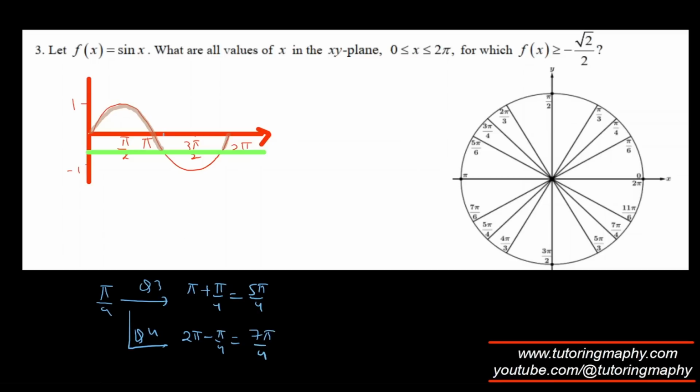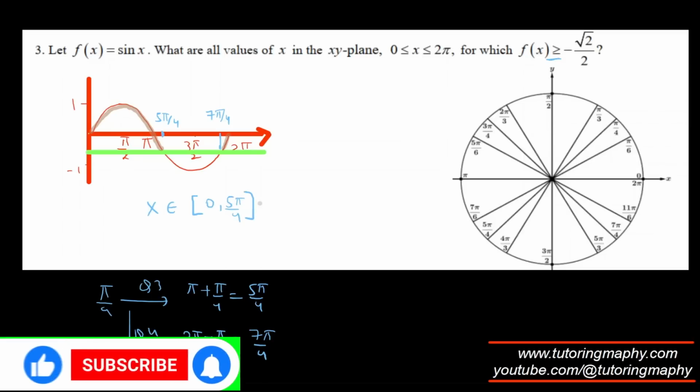So this is 5 pi over 4 and this is 7 pi over 4. So the answer is, equal to values are also allowed. So if I want to write in interval notation, it will be 0 to 5 pi over 4 union 7 pi over 4 to 2 pi. I will include 2 pi as well because they are also including it.